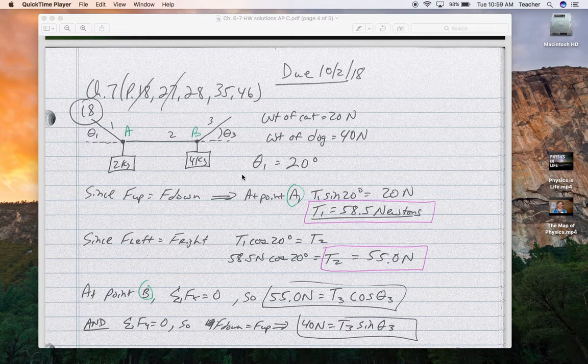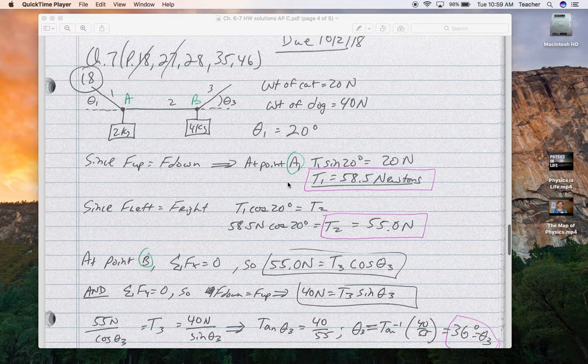Okay. So I told you theta 1 was 20 degrees. So at this point, I know if it's 20 degrees, and I've got 20 newtons down, I need 20 newtons up. That means T1 is equal to 58.5 newtons. So the horizontal component of this would equal T2.